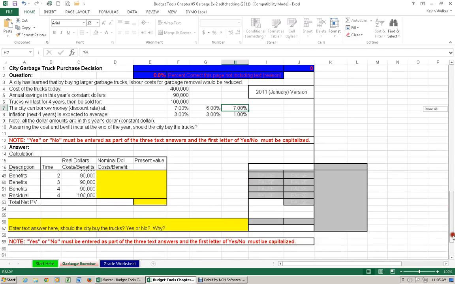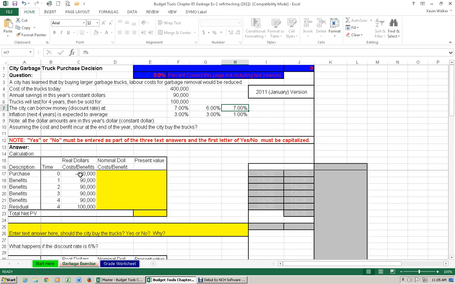You'll see there are three sets. They're done exactly the same way, just using different discount rates and inflation combinations. That's what these will be. This is your second problem, third problem. These numbers are constant throughout the problems here.